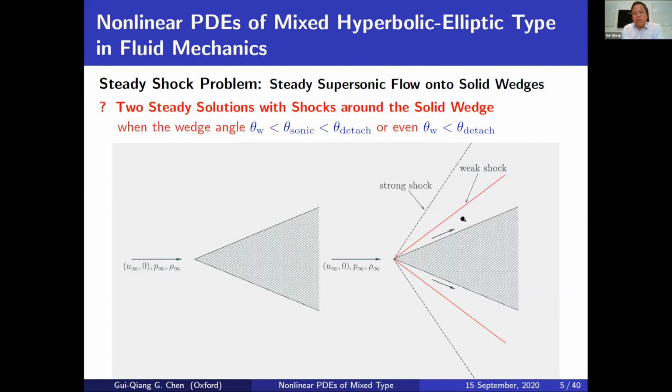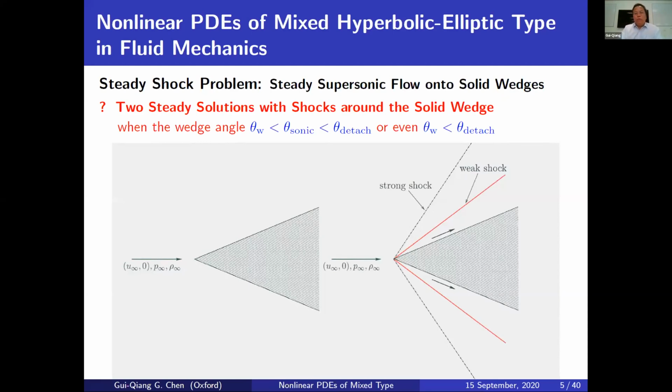The other solution depends on the wedge angle, called the sonic angle. If the angle is less than the sonic angle, the state behind is supersonic to supersonic, hyperbolic. If the angle is bigger than the sonic angle, it becomes supersonic to subsonic. So even with a constant state, this involves a mixed elliptic-hyperbolic problem. Then we have a non-uniqueness issue here.